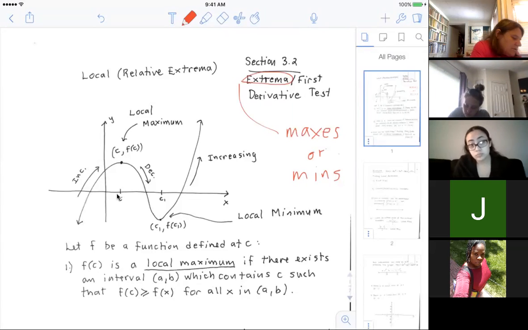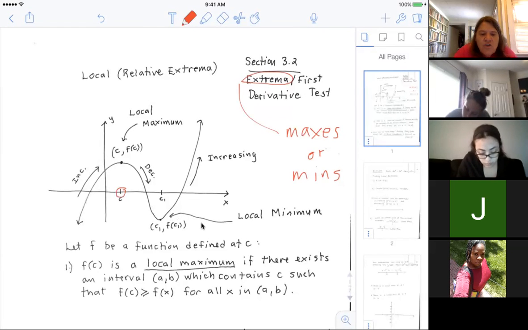So it contains that point right there. So that f of c, the y value there, is bigger than anything around it. And that's what that says. F of c is bigger than or equal to f of x for all x in some interval. So the way to think about it really is it's the biggest thing in its area, in its little neighborhood.